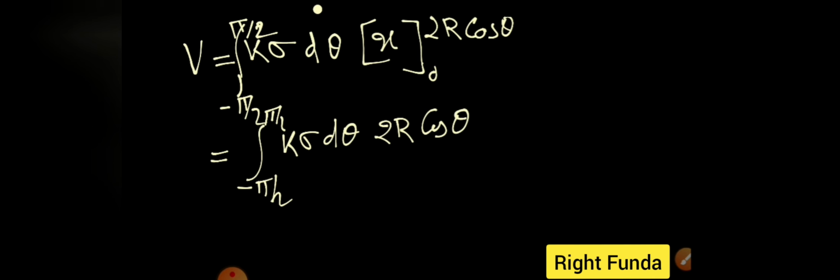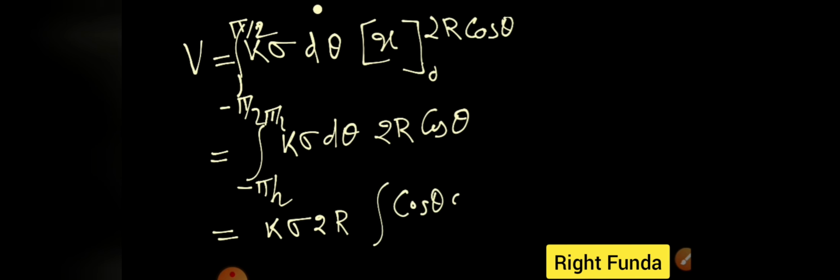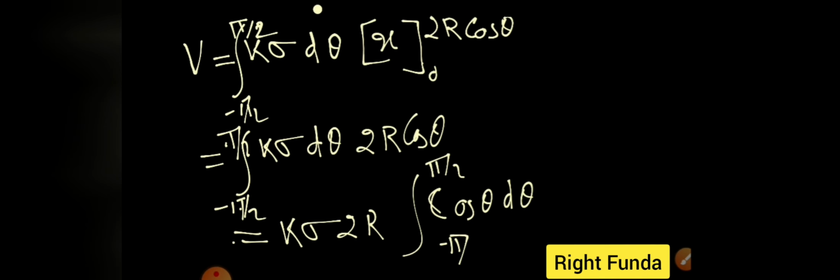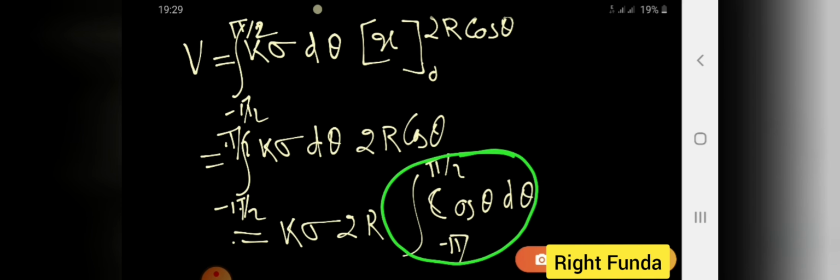Now we have to integrate with respect to theta, d theta. The constants we take outside, so we get k sigma 2r outside, and we remain with cos theta d theta from minus pi by 2 to plus pi by 2. This is a very simple integration that we know. The integration of cos theta is sin theta. After substituting the limits from plus pi by 2 and minus pi by 2, this value comes out to be equal to 2.